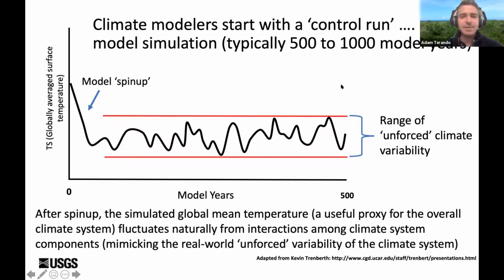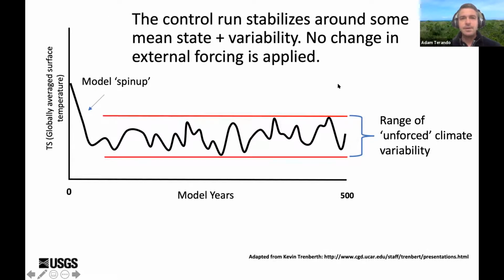After spin up, the simulated global mean temperature, which is what we're using as our proxy for the overall climate system, fluctuates naturally from interactions among the climate system components. It's simulating all the different key variables of the climate system, but we are focusing on mean climate temperature here. So the control run stabilizes us around some mean state plus variability, if you want to think about this in a statistical sense. At this point, no change in the external forcing or the energy balance is applied.